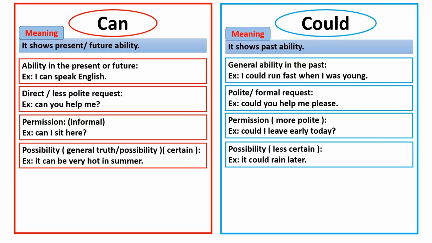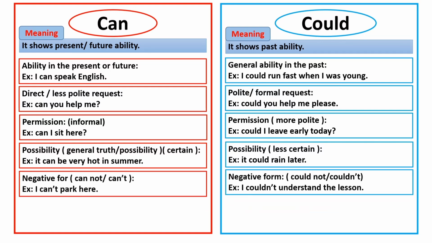For example, let's just start from can. It can be very hot in summer. We know that usually in summer the weather is hot, so the certainty is much higher that it would be very hot in the summer. But with could, for example, it could rain later. So it may or may not rain, so the certainty is not as high, just less than with can.